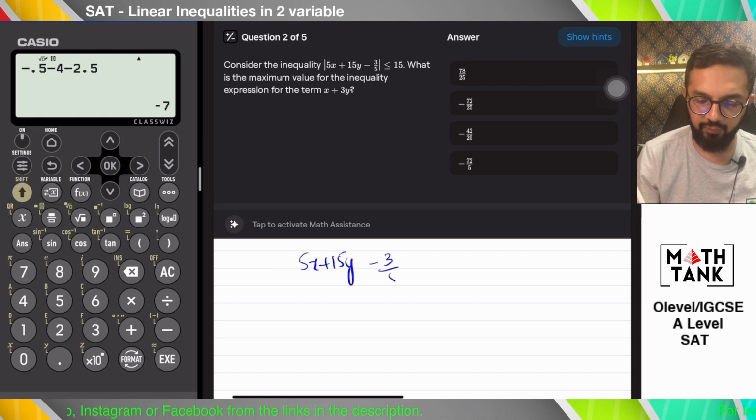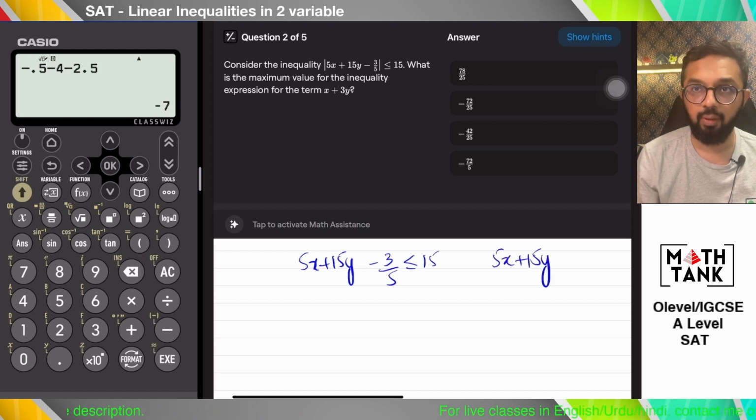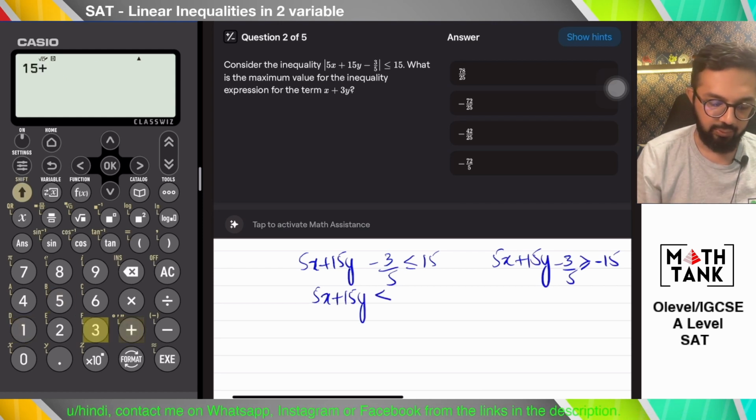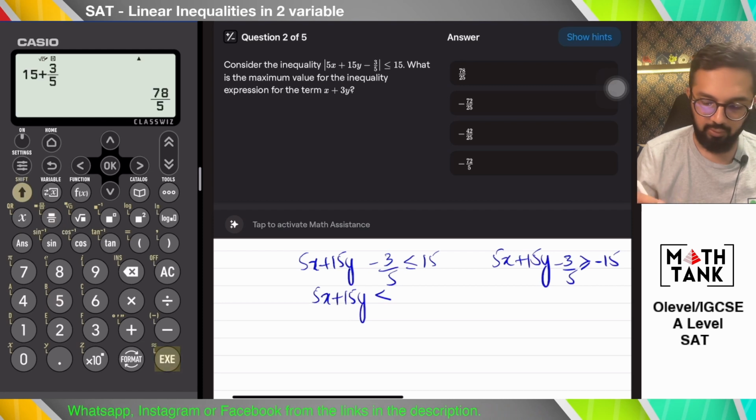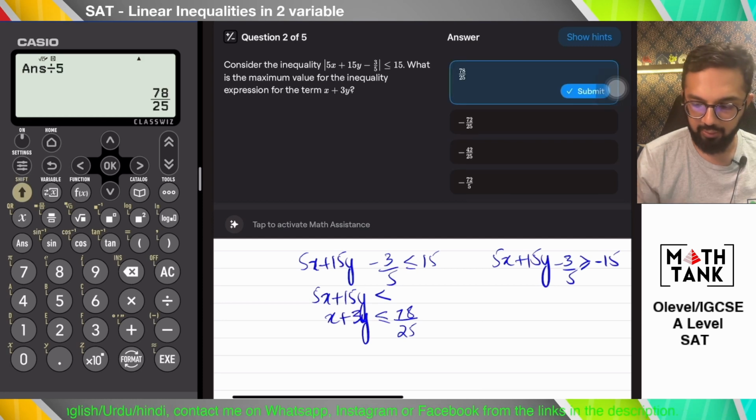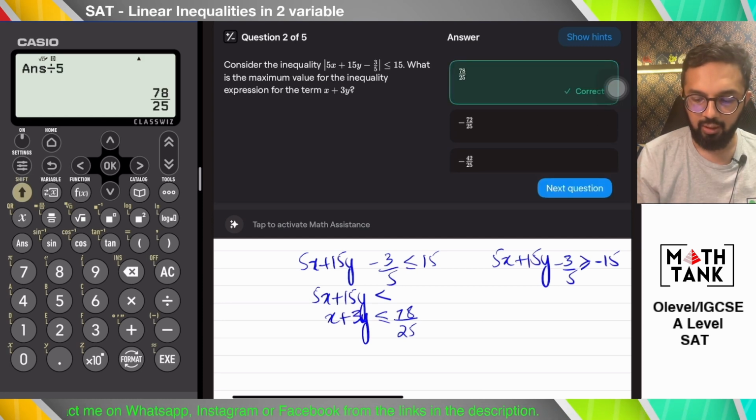minus 3 over 5. Now whenever you remove a modulus, you end up with two situations. So 5x plus 15y, 15 plus 3 over 5, 78 over 5, and divide by 5 because I'm taking something common from here. So it's going to become x plus 3y is less than or equal to 78 over 25. Okay, what is the maximum value of the inequality? So I think that should be the maximum value of the inequality, and that is correct.